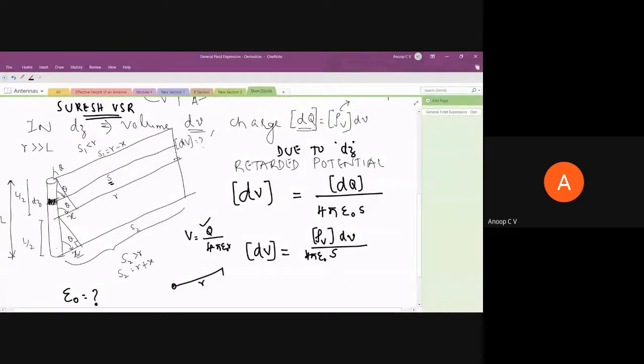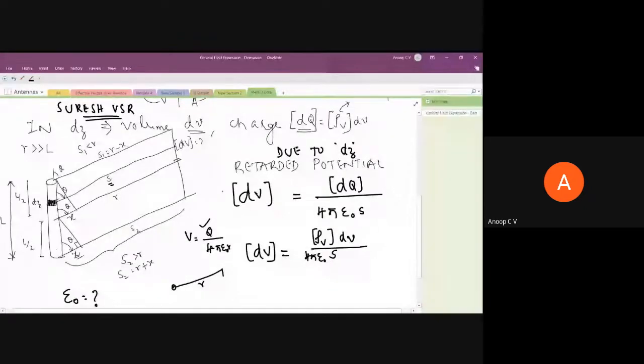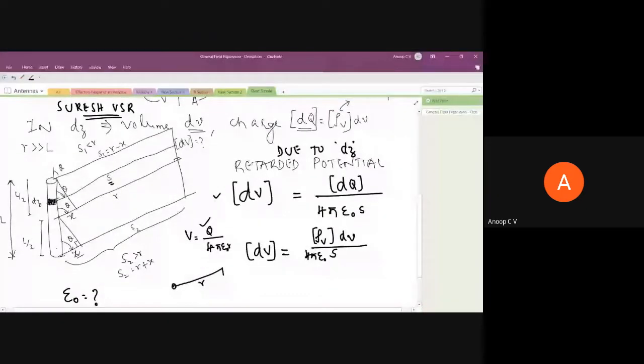Now, if I want to find out the total retarded potential due to this entire dipole, at any given time the dipole will have some charge on it. So if I want to know the total potential due to this dipole, I should integrate this dV over the entire structure. It's a volume, a solid cylinder, and it has some volume. So what I should do is integrate this differential quantity along the length of this volume. That's what I'm going to do now, as simple as that.